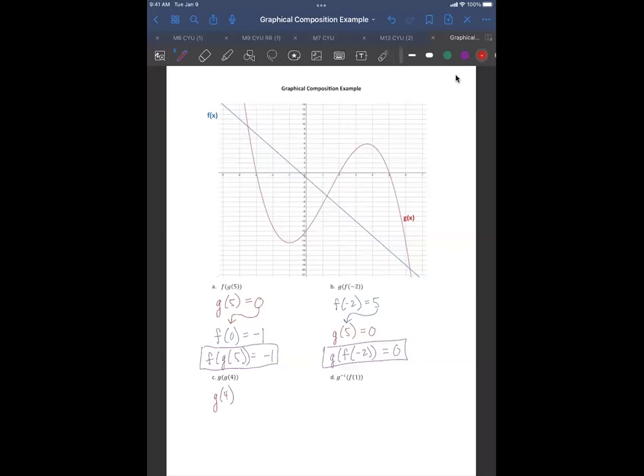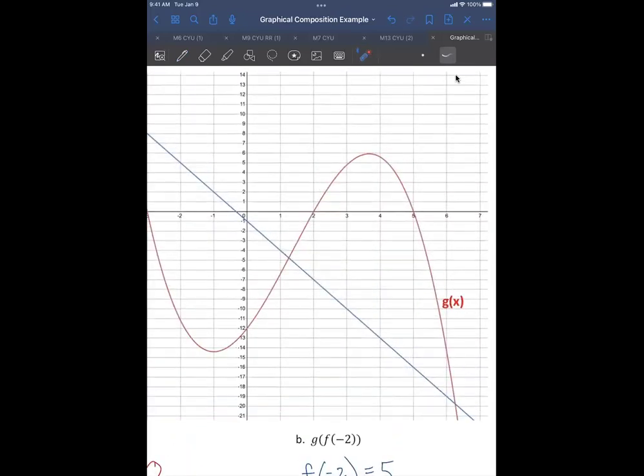And in order to answer that, I'm going to look for the input value of 4 on the x-axis. And once I locate that, I'm going to pair it with the function named g. All right, so let's estimate this. It's not going to be perfect. I feel like that's definitely past the halfway point.